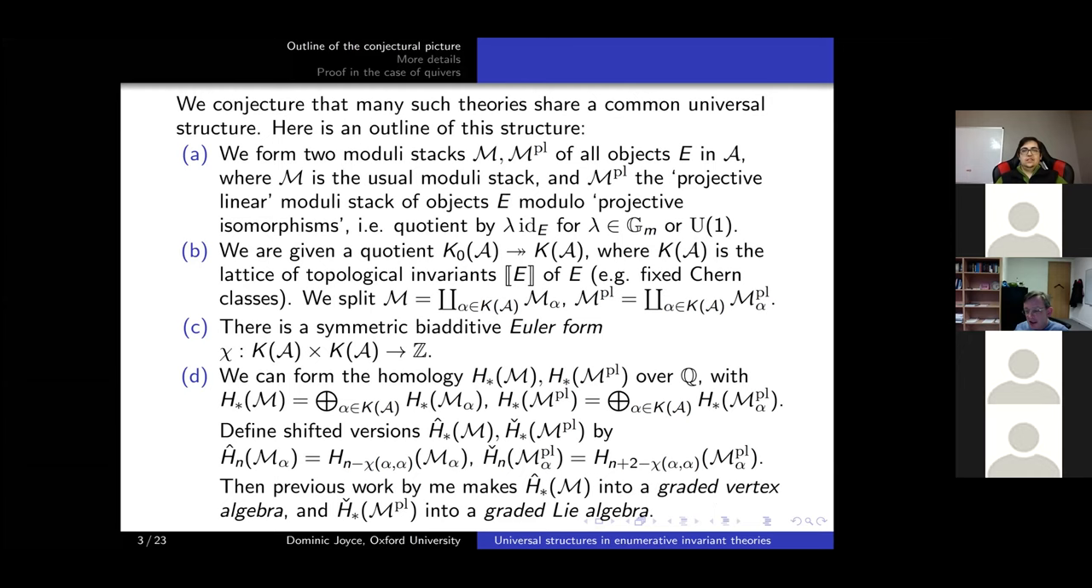And a vertex algebra is a horribly complicated algebraic object. It's got an infinite number of Lie bracket type operations satisfying an infinite number of Jacobi type identities. And it's a huge amount of data. But actually the vertex algebra structure on this thing turns out to be easier to write down than the Lie bracket on this thing.